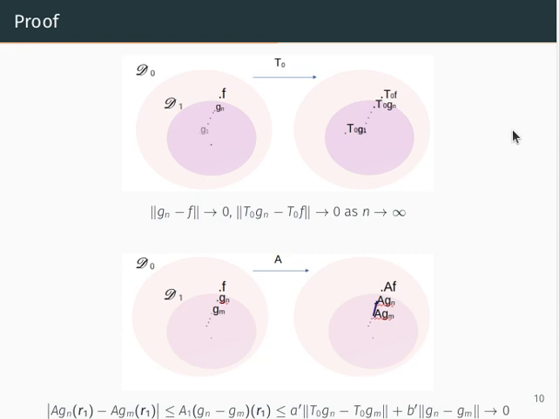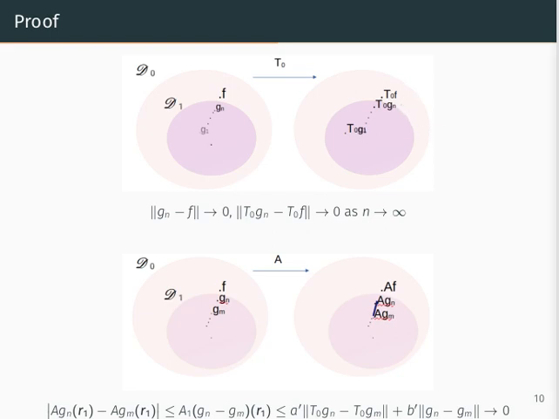Now, what we know so far: we have the function space D0, and the momentum space D1 is a subspace of D0, and we have a kinetic energy operator T0. For each f in D0 we can always find a sequence g_i such that the g_i's converge to f and T0 g_i's converge to T0 f.